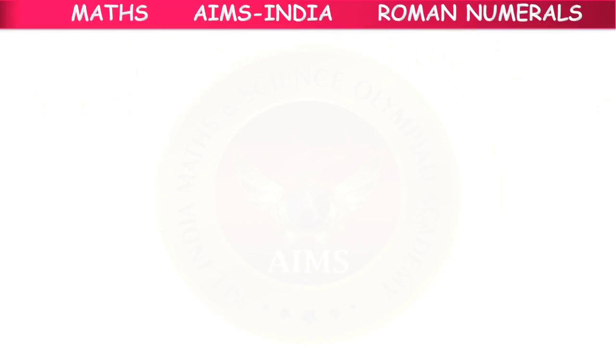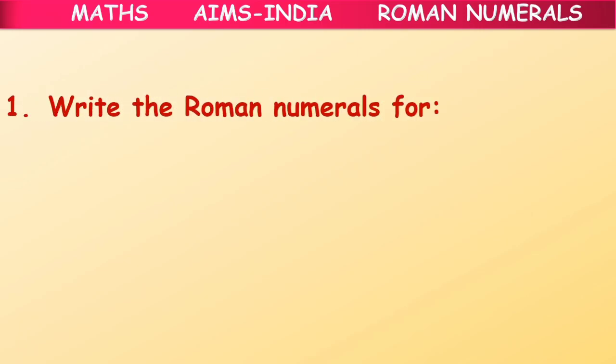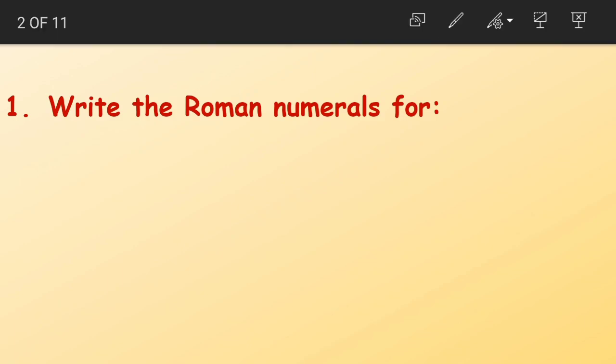You remember what we learnt yesterday? We learnt about Roman numerals. We learnt about the 7 Roman symbols and also we've learnt about the rules for writing Roman numerals. Yes children? Okay, so today we'll first start with some easy examples.